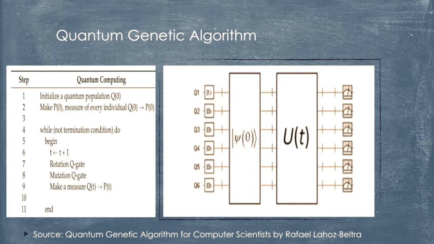This algorithm corresponds to the quantum circuit shown in this slide. From left to right: a quantum register, input state psi of 0, information processing step U of t, and the output as a result of measuring or observing the state of each qubit. In the intermediate stage, a fitness gate will be used for updating the population of chromosomes, and Grover's search gate will be used to search the fittest chromosome.